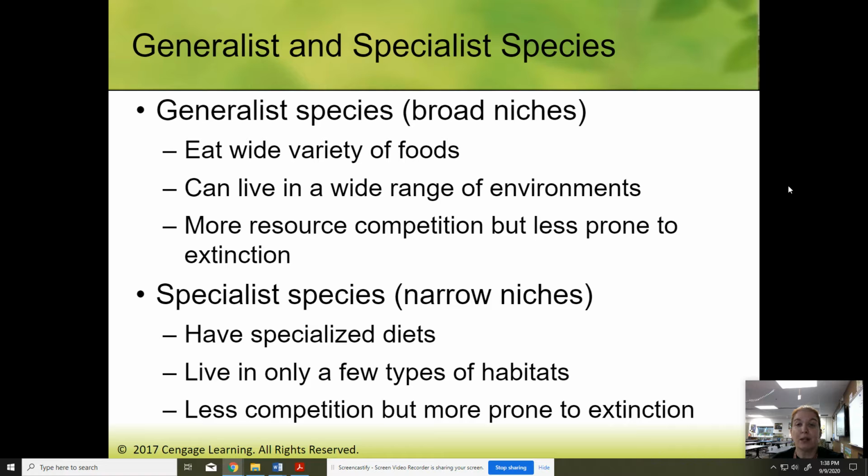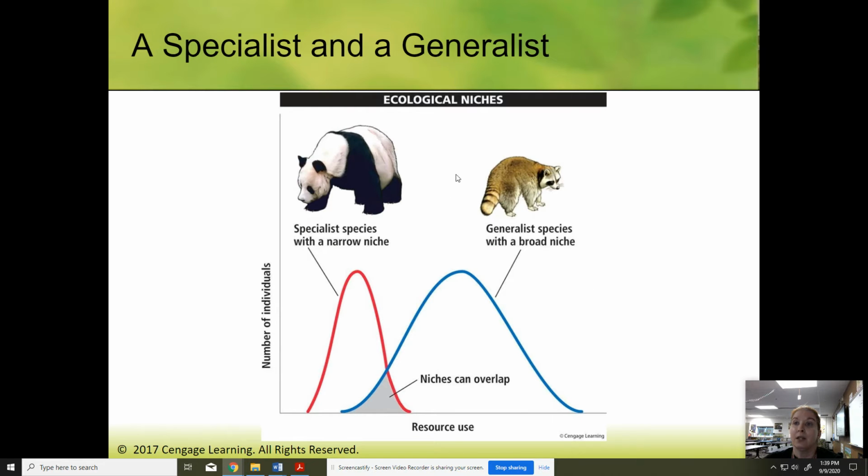Specialist species would be like a koala or a panda. So they are only eating eucalyptus or bamboo, or say a salamander that only lives in lakes. So if that lake dries up, that salamander's out of luck. If something happens to bamboo, we have no more pandas. So specialist species, much less competition, but if that one thing that they really need goes away, so do they. So here we have our panda, much more narrow niche, and then our generalist species with a broader niche.